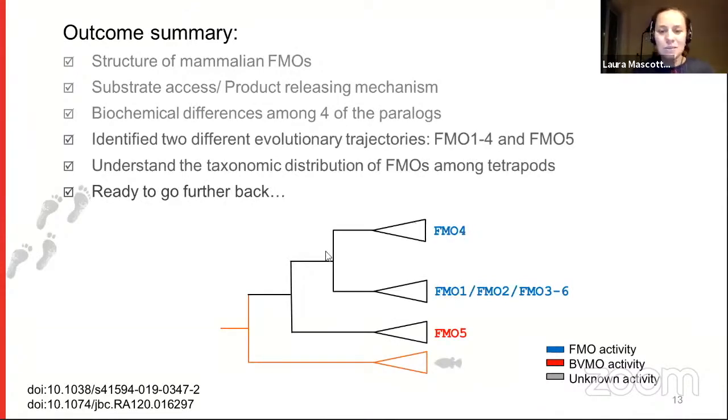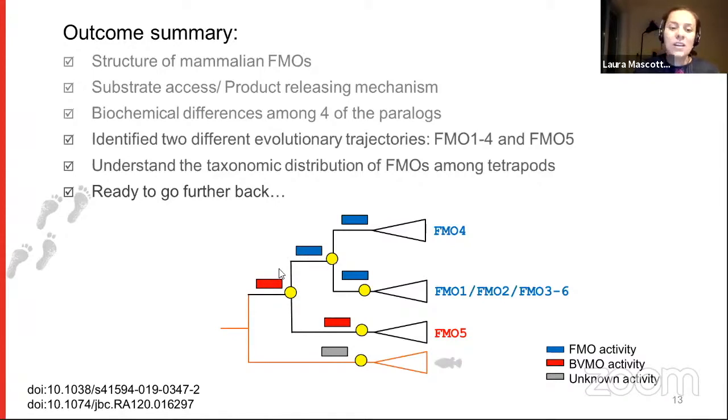So as I said, we have a common ancestor that gave rise to FMO4, 1, 2, 3, and FMO5, and they have different activities. So we performed the ancestral sequence reconstruction and got the ancestors that are marked as the yellow circles, and we tested them for their activity. These are very preliminary results, but basically what we see so far is that the common ancestor of all tetrapods had a phenotype more similar to that of modern FMO5 than the other FMOs.